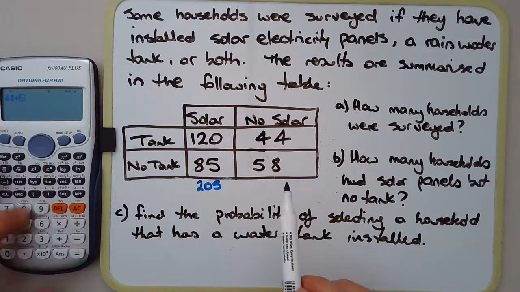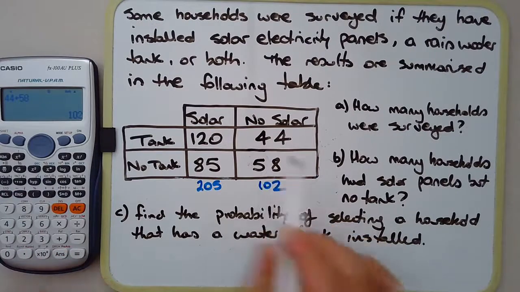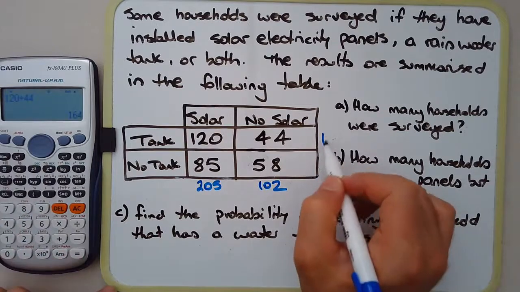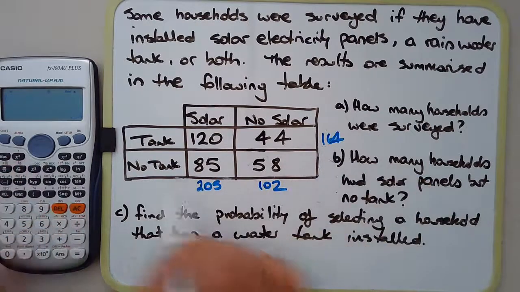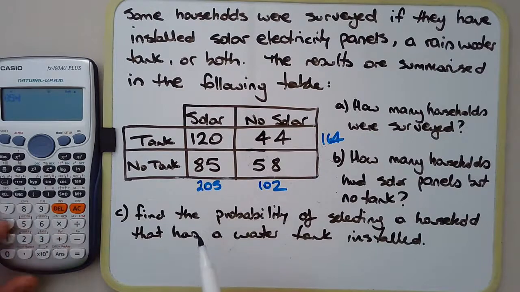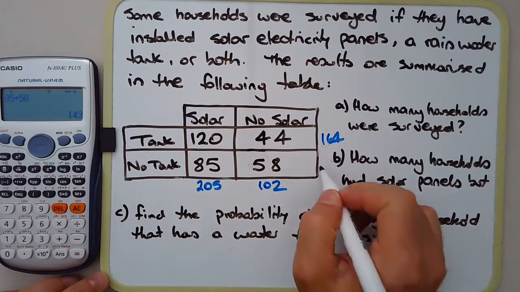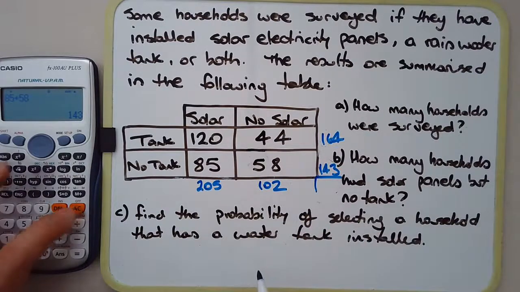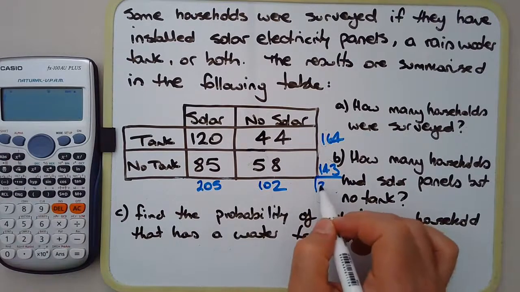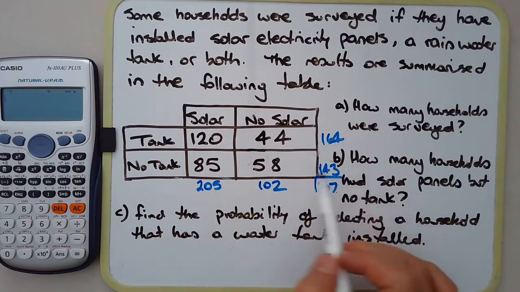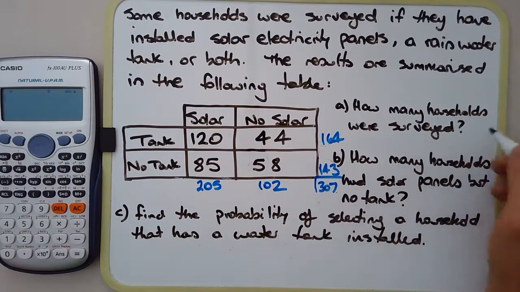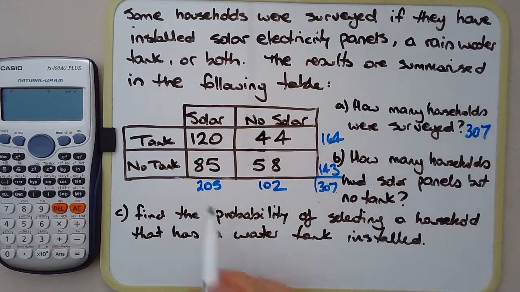So 44 plus 58 is 102. Now if you add up across, 120 plus 44 is 164. And again, the next row across, 85 plus 58, you get 143. So I'll just squeeze that in there. Now if you add up the last row and the last column, it should add up to the same amount. So 205 plus 102 is 307. And 164 plus 143 is also 307. So how many households were surveyed? 307. Now, why would I do that? You'll see later on.